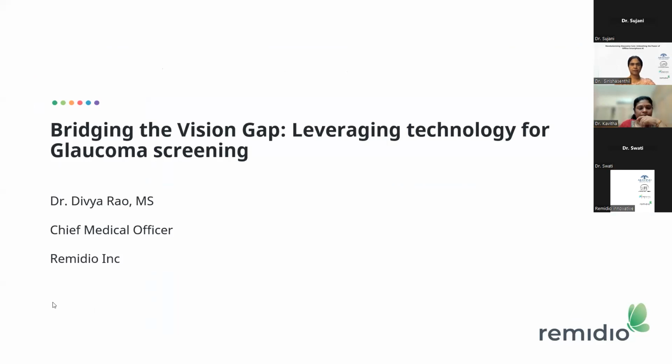So let us see how technology can help solve this challenging problem of glaucoma screening. My disclosures: I've led the development of this technology along with my team at Remidio.